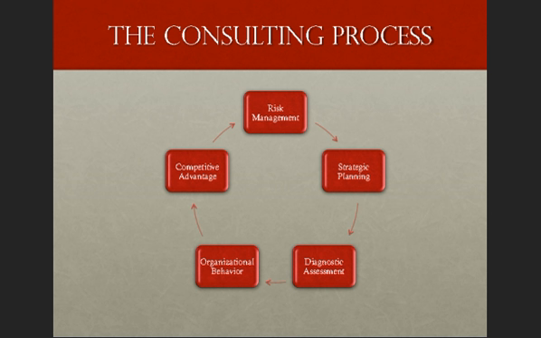We begin our introduction to our consulting process by focusing upon the 5 aspects model. The model includes risk management, strategic planning, diagnostic assessment, organizational behavior, and competitive advantage. This model is incorporated in nearly every approach to our consulting. That is, each of these 5 aspects are extremely related to both business and occupational health and safety.